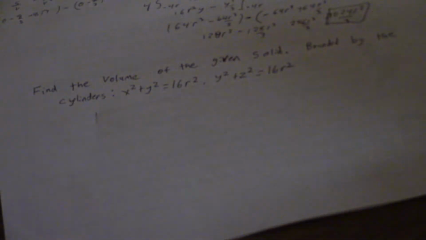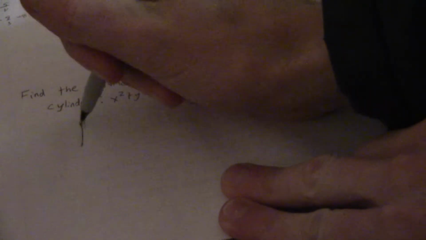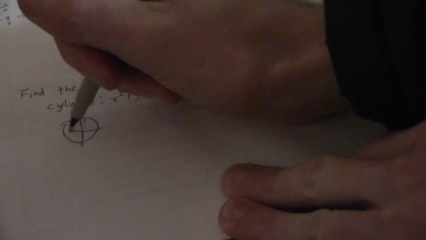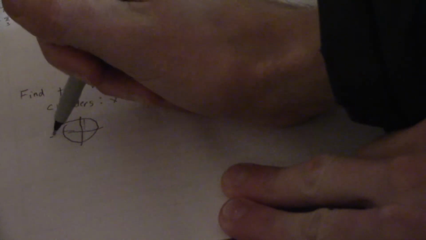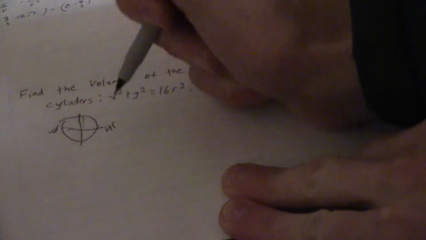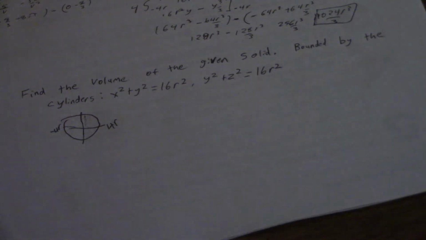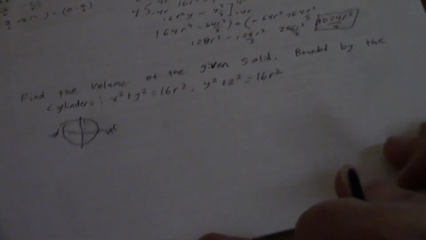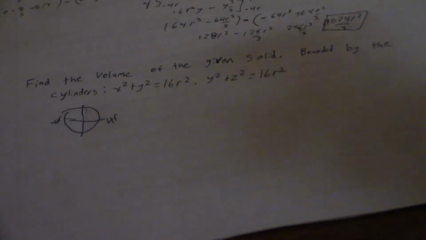Oh my goodness, my pens are frozen. So the circle goes from negative 4r to positive 4r. Is that still on the... Okay.